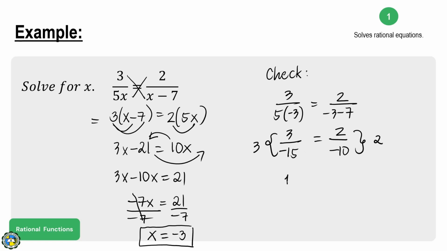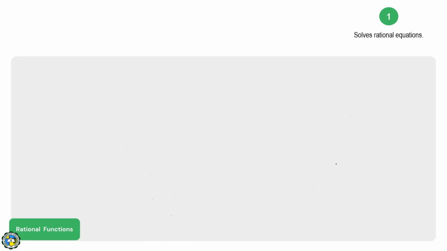So 3 divided by 3 is 1. Negative 15 divided by 3 is negative 5. So therefore, negative 1/5. Here, 2 divided by 2 is 1. Negative 10 divided by 2 is negative 5. So therefore, we are correct. Really, the value of x is negative 3, for us to verify that the equations are equal. Okay, so that's it for our first example. Let's proceed to the second example.